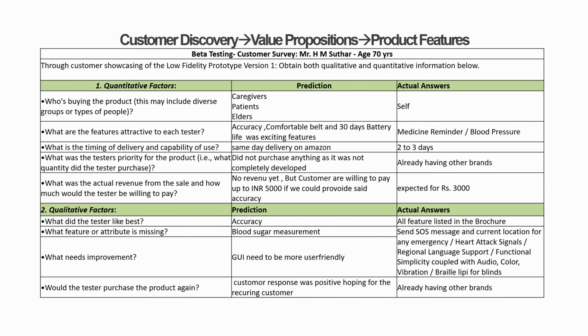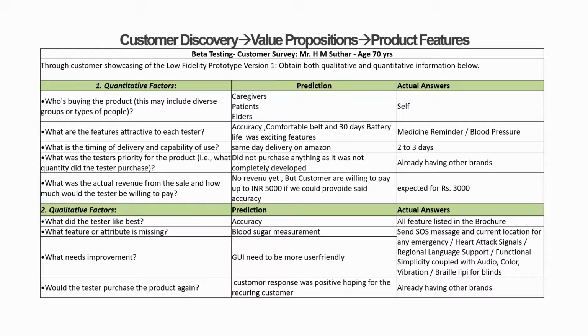So it's not only the elders. Some of these elders are actually patients, and their caregivers are also interested, which are their friends and family basically. So the actual answers were answered by this person himself, so this is self. What are the features that are attractive to this particular tester?